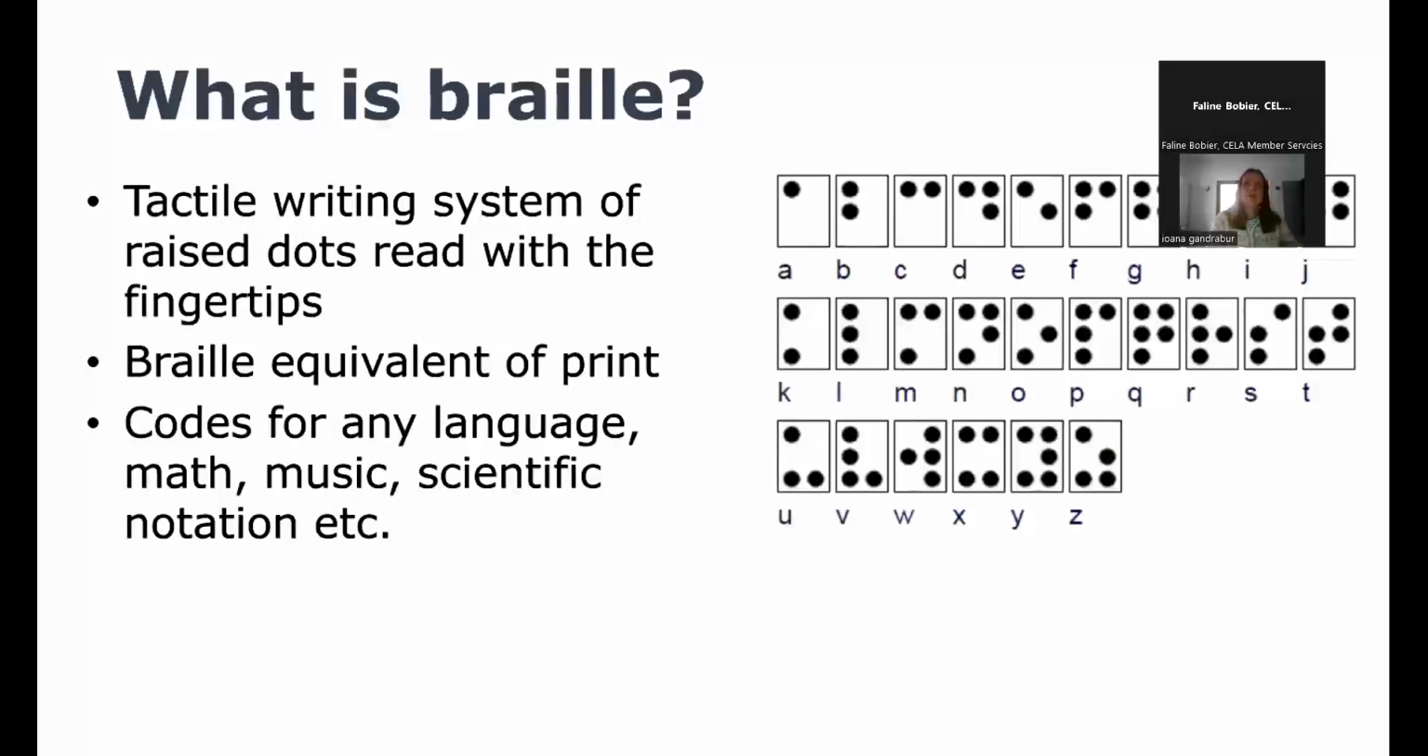So let's discuss Braille. What is Braille? Braille is a writing system of raised dots that you can read with your fingertips. And the basic Braille cell is composed of 6 dots arranged in two vertical columns of 3 dots. So it's like a rectangle. The different combinations of dots can represent letters, words, punctuation, math symbols, computer code, music code, you name it. Basically, Braille is the equivalent of print. So whatever you can print, you can Braille.